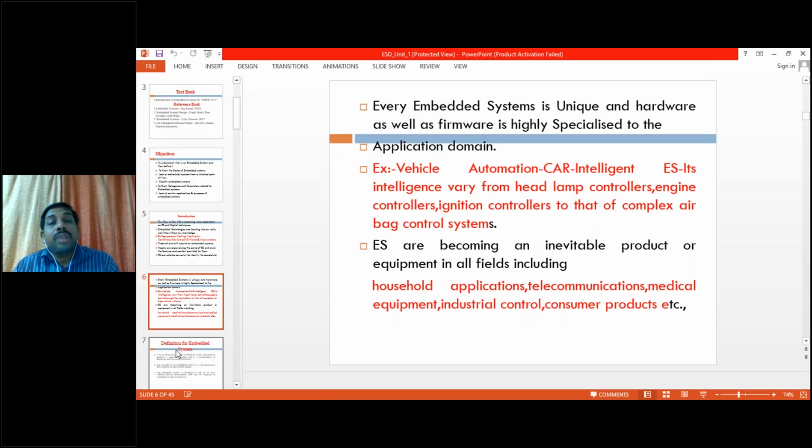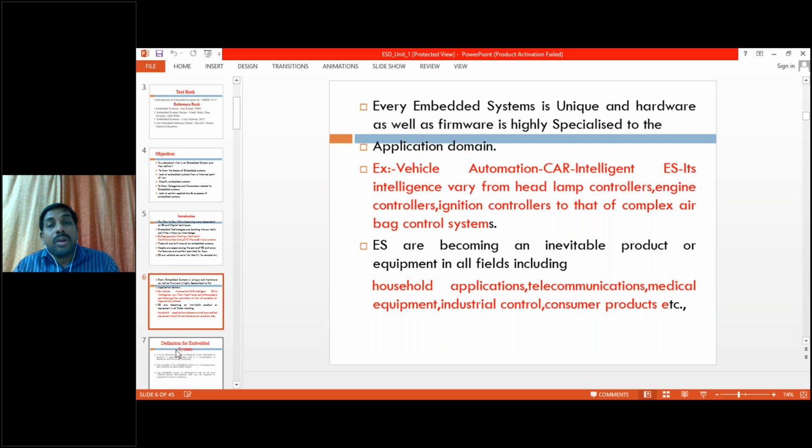And these embedded systems are unique. And what does unique mean? Uniqueness means the design of an embedded system done for one system is unique, and the hardware as well as firmware is specifically designed for that application. So if you are designing an embedded system for a washing machine, its features are unique. It will only wash the clothes, and the software and the hardware.